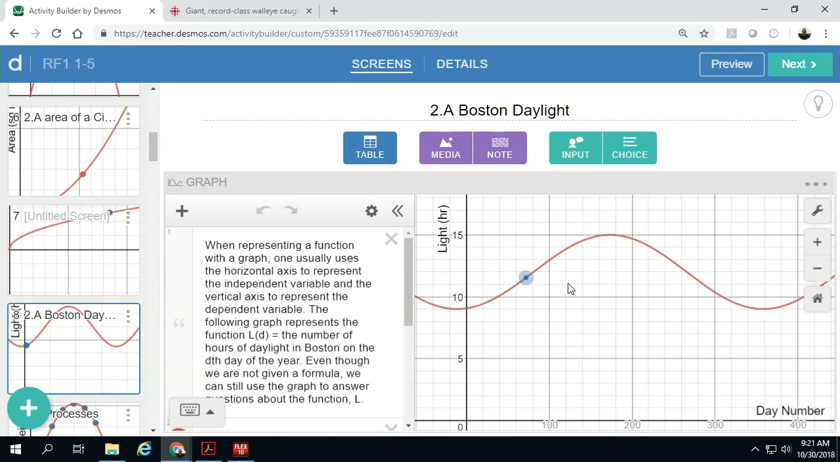Okay. So let's go through number 4. It says, what is the dependent variable in this case? Light. And how do you know? It's graphed on the vertical axis, right? And the independent variable? Day number. And how do you know it's graphed on the horizontal axis? You with me, Lauren? You got it? Jake, you good? Okay.